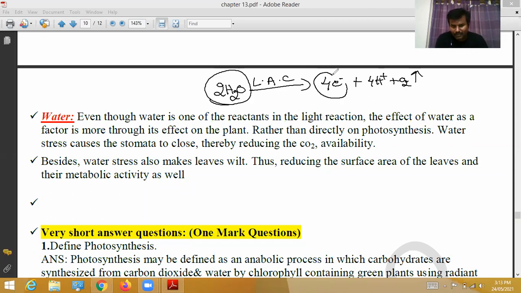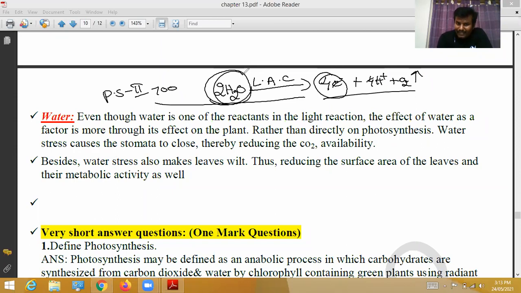So these protons and electrons are absorbed by photosystem 2, 700 nanometers, through electron transport and electron acceptor molecules. So the further process goes. So ultimately here light is a major factor for electrons, protons and oxygen. So the effect of water as a factor is more through its effect on the plants.